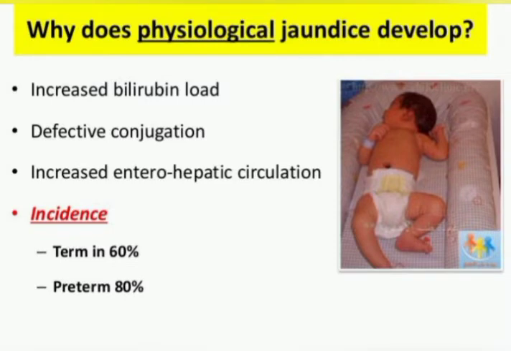And do you know why physiological jaundice develops? There are certain risk factors. If the baby has an increased bilirubin load, defective conjugation, or increased enterohepatic circulation, the baby may develop physiological jaundice. Mostly it occurs in 60% of term babies and 80% of preterm babies.